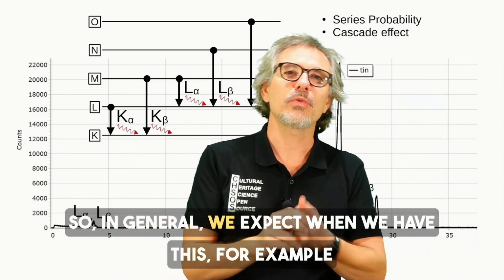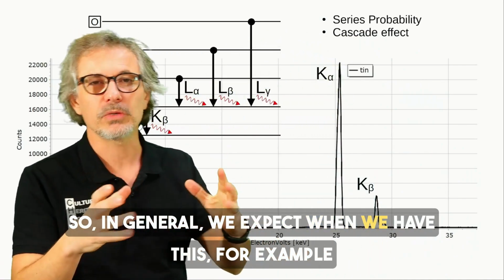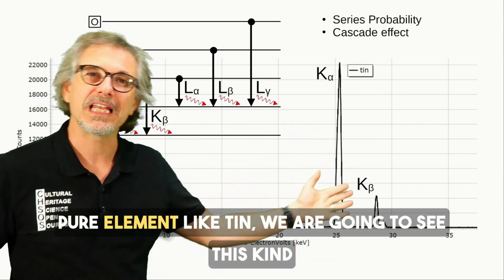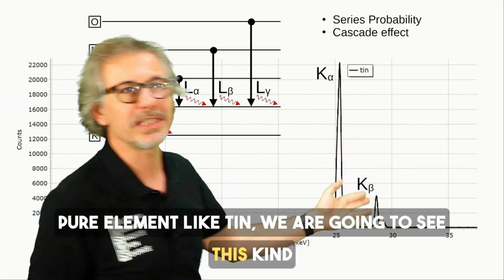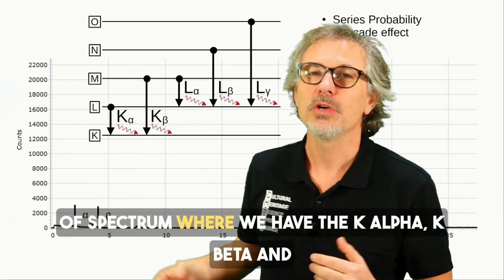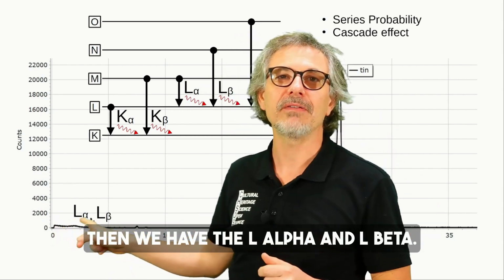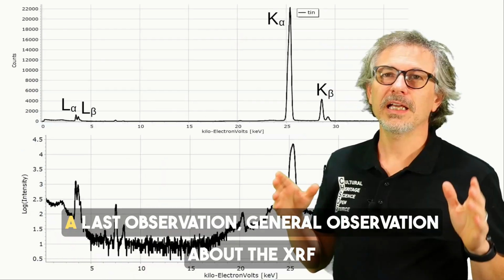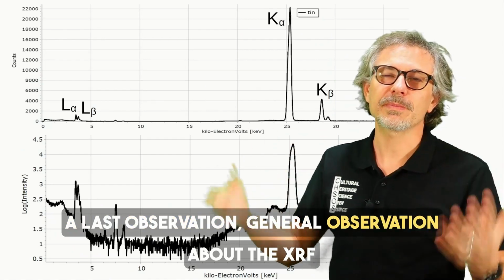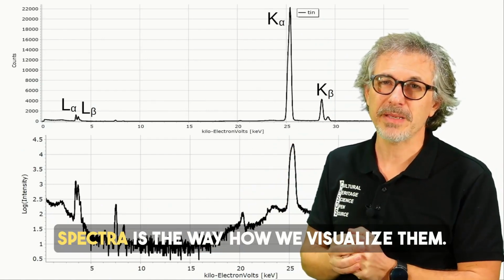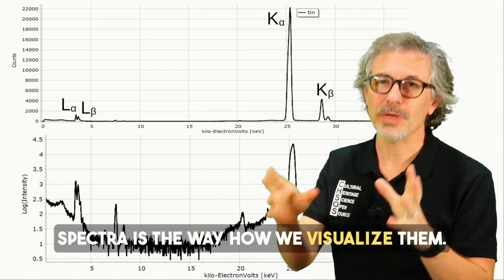So in general we expect, for example with a pure element like tin, to see this kind of spectrum where we have the K alpha, K beta, and then we have the L alpha and L beta. A last general observation about the XRF spectra is the way we visualize them.